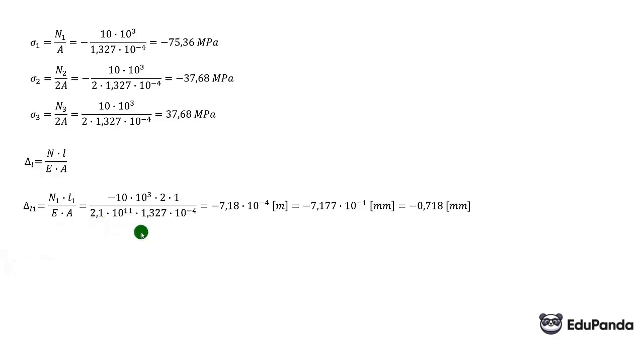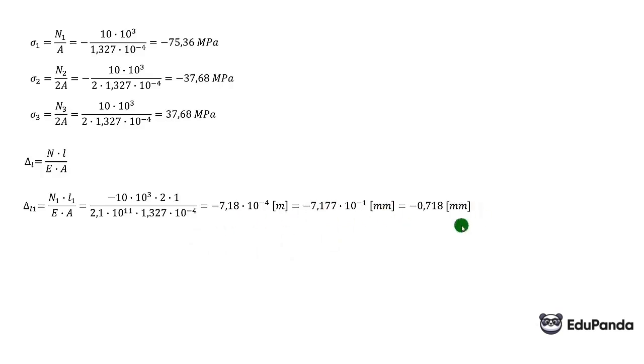So everything in basic units. 2.1 was given times 10 to the 5 megapascals. So you have to be careful, it's 2.1 times 10 to the 11 pascals. We get such a result, minus 7.18 times 10 to the minus 4. If we multiply it by 10 to the 3, we'll have it in millimeters. So then it will be 10 to the minus 1 millimeter. And if I move the decimal point once more to the left, it will be without exponential notation. That is 718 thousandths of a millimeter.